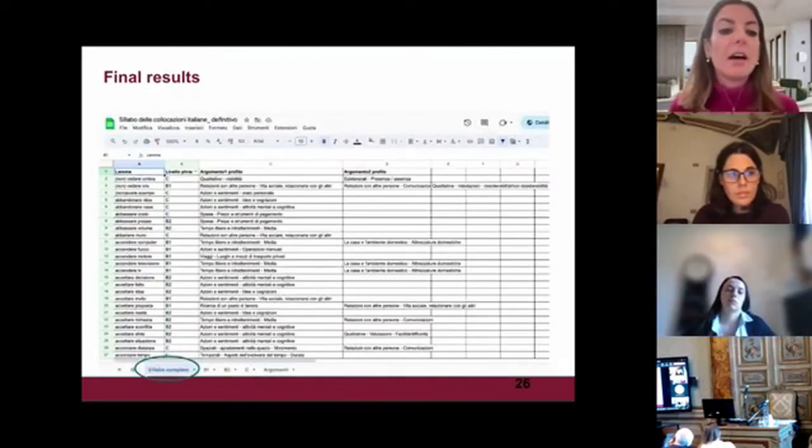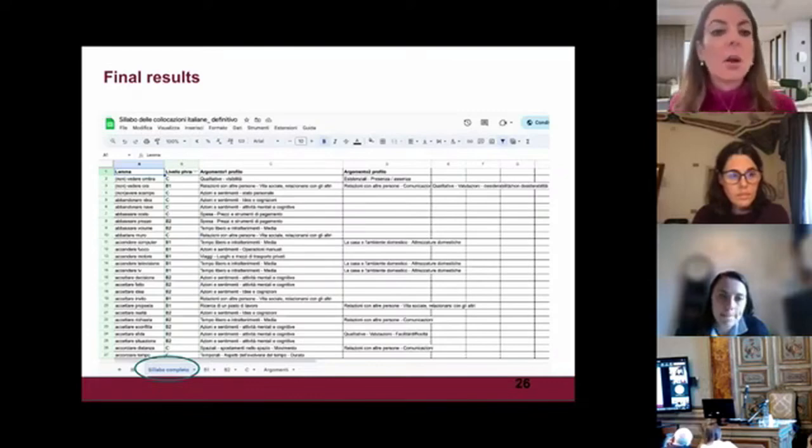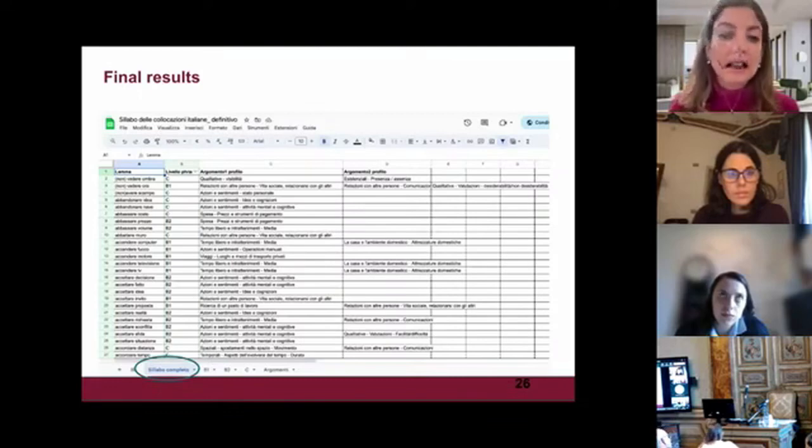So this is the full list of the syllabus that contains in the first column the collocation, in the second column the level, the proficiency level at which it was assigned, and then the next two columns are for the topic.